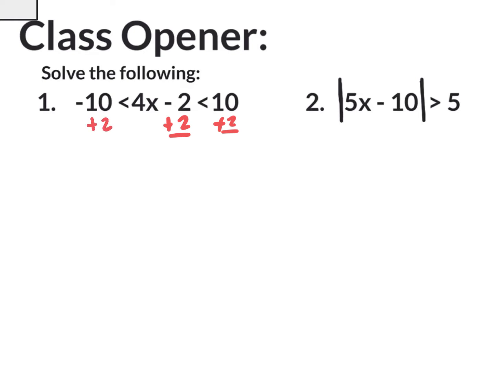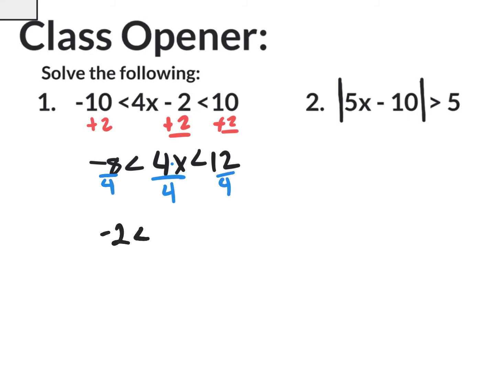And what do I have left? Well, negative 10 plus 2 is negative 8. I want to bring down the less than symbol, bring down the 4x, bring down the less than, then bring down the 10 plus 2, which is 12. My final step is to get rid of that 4 to just have that x in the middle. So I really have a times 4 in front of the x. I get rid of the multiplication of 4 by dividing by 4, and what I do to the middle, I do to both outside sides. So I'm going to divide by 4 out here and divide by 4 over here, giving us our final answer. Negative 2 is less than x is less than 3.